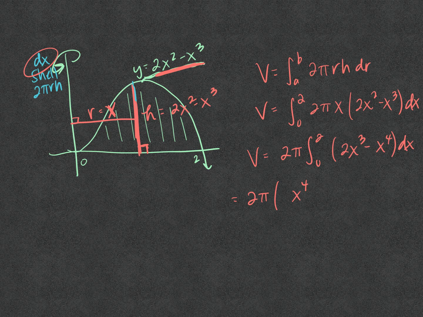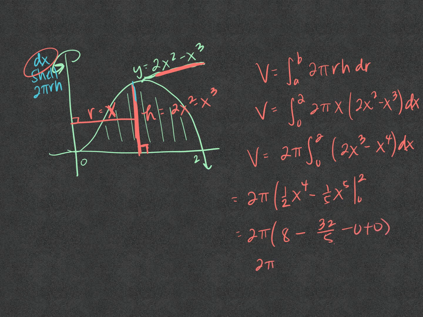So now we have 2 pi, and when we integrate, x to the third becomes x to the fourth, and 2 over 4 is 1/2, minus x to the fourth becomes x to the fifth, so we have 1/5 x to the fifth from 0 to 2. So I have 2 pi, 2 to the fourth is 16, and half of that is 8, minus 2 to the fifth is 32 over 5, minus 0 plus 0. Always check that those zeros really are zeros. So I get 2 pi, and 8 is 40 over 5, minus 32 over 5 is 8 over 5, times 2 pi gives me 16 pi over 5.